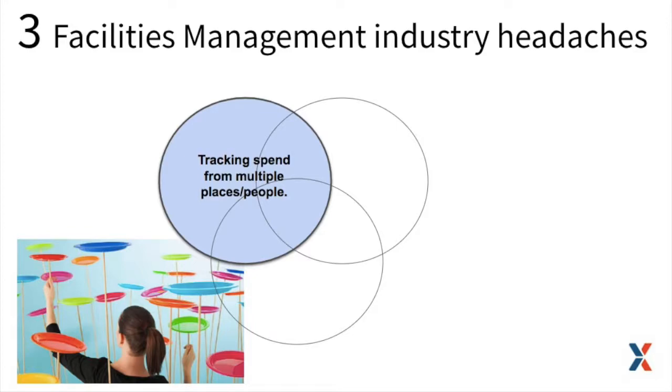Let's get into that. One of the main things is the difficulty in being able to track the spend from multiple places or people. A lot of the time you find that you might have to get in extra staff on a temporary basis. You might just have lots of staff all over the place with different facilities that you manage. It can get quite cumbersome. It can get quite time consuming. It can get quite confusing in general.